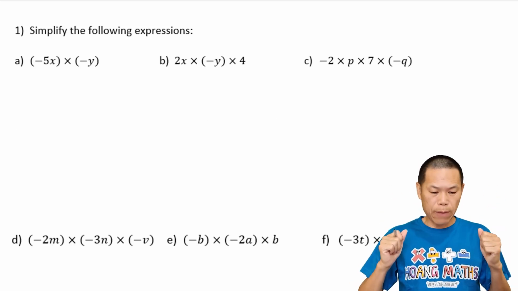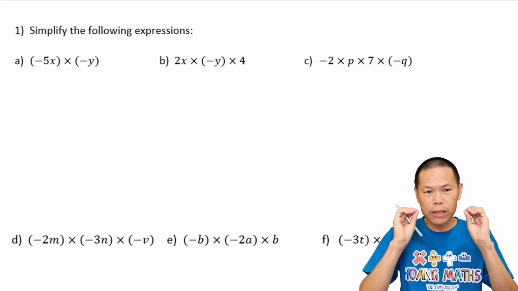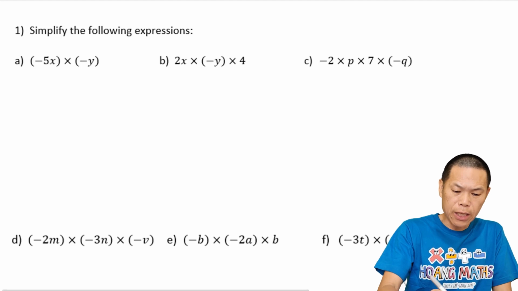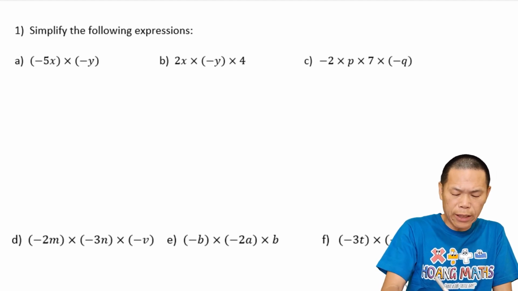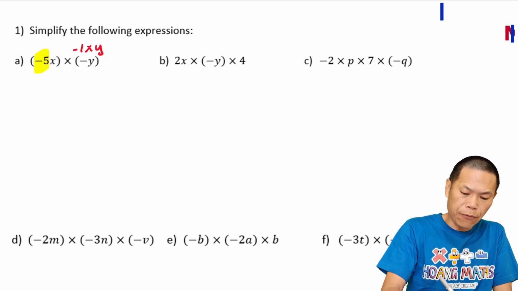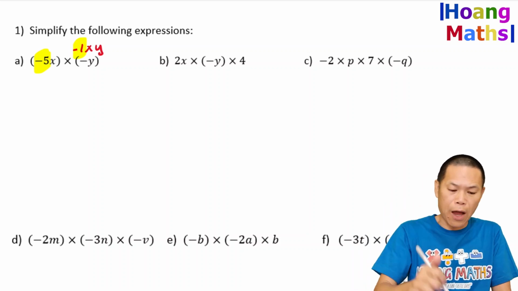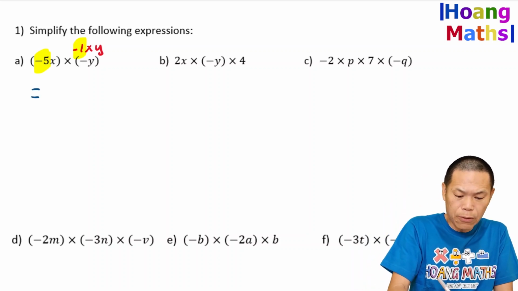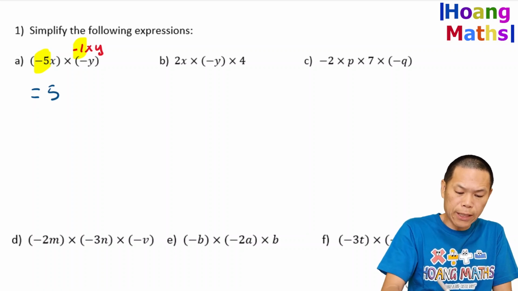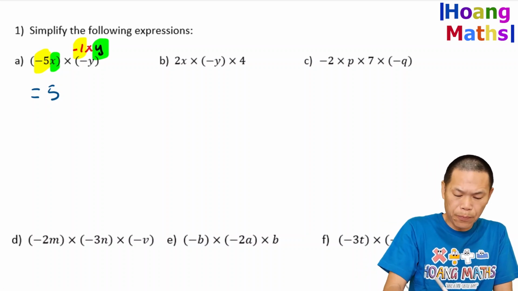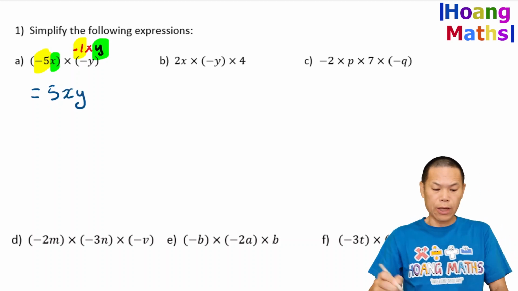So first one, we have two negatives timed together, so that gives us a positive. So it's 5xy. Okay, keep that in mind. Otherwise, you know that negative y means negative 1 times y. So we have negative 5 times negative 1. If you put that on a calculator, you should get 5. So the answer is 5. And for the letters, we have x and we have y, so x times y will give me xy.